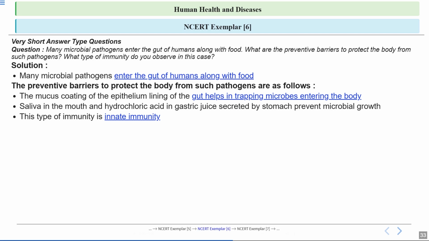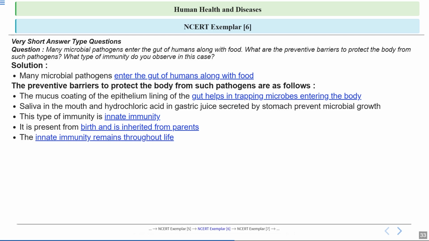So innate immunity is from birth. And innate immunity doesn't require previous exposure to a specific microorganism. Innate immunity is present from birth and is inherited from our parents. This innate immunity remains with us throughout our life.